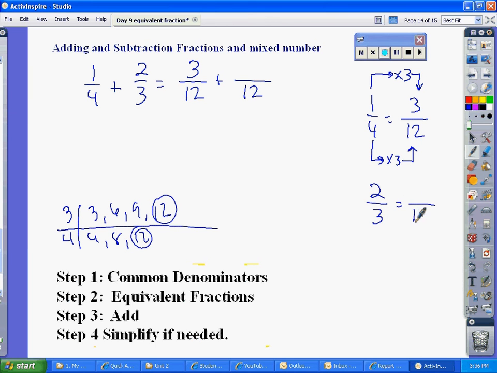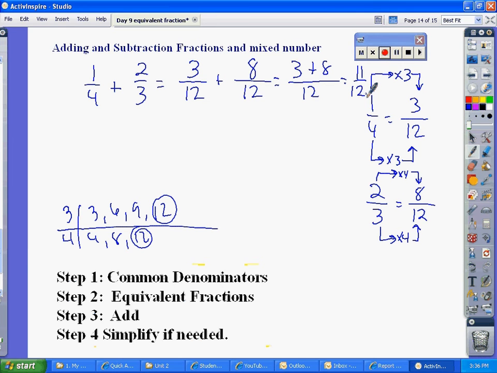Okay, let's do the same thing for 2/3. Equals 12ths. 3 times 4 is 12. So we do the same to the numerator. 2 times 4 is 8. All right, now we just add 3 plus 8, and we have the denominator of 12, which equals 11/12.